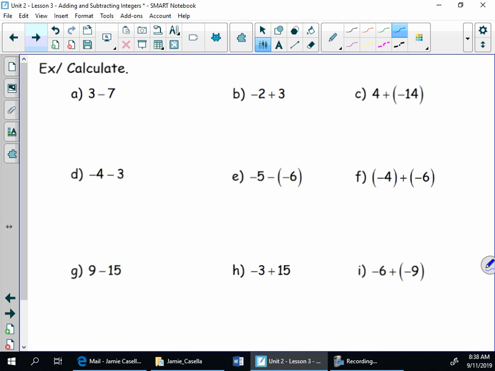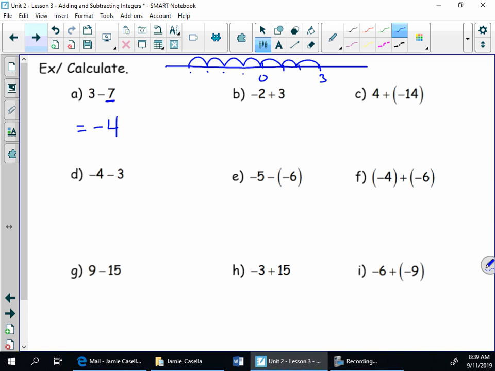Let's try a couple. 3 minus 7. Put a number line at the top in case we need it. 1, 2, 3 is right there. I'm going to do this by saying, hey, those are different things. One's positive, one's negative. How far apart are 3 and 7? 4 units. What's bigger, the 3 or the 7? 7 is. So my answer is negative 4. But on the number line, 1, 2, 3, 4, 5, 6, 7, negative 1, negative 2, negative 3, negative 4. Hey, same answer.